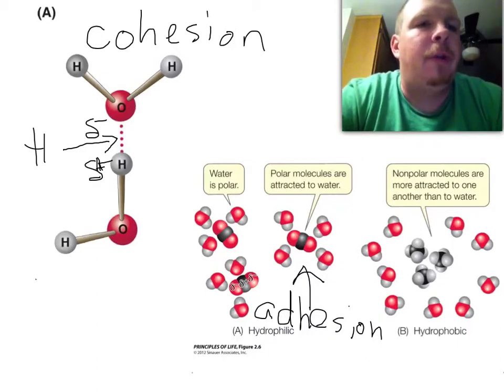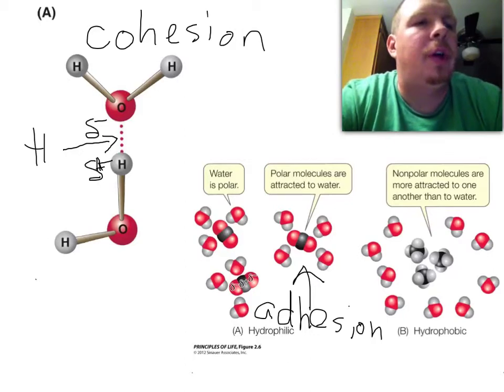The last picture there, letter B, says hydrophobic, and these are molecules that are not attracted to water. They repel water, and they are hydrophobic. We'll get into more detail on polar and non-polar stuff when we talk about the chemistry of life. So let's go into plant structure and how water moves in plants.